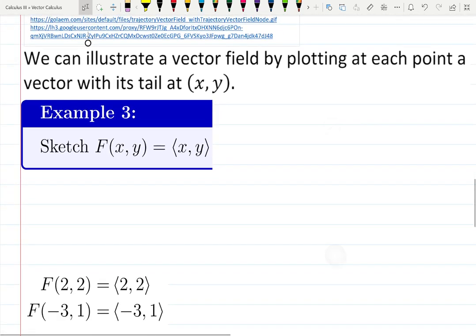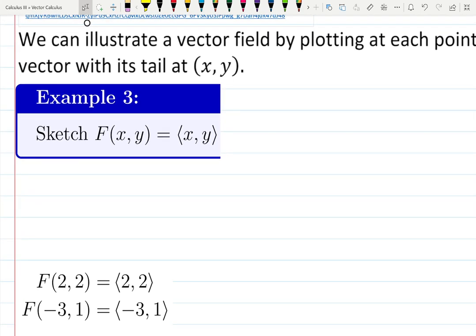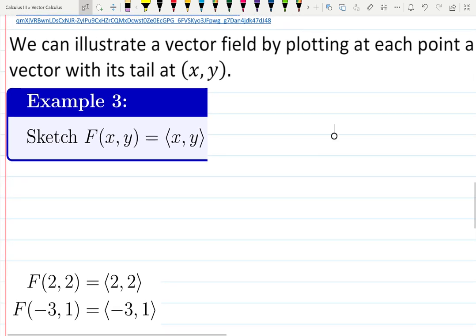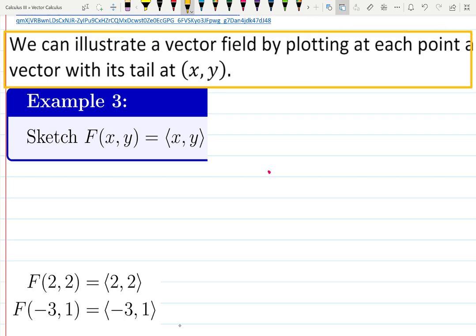Here's an example. Write it down. We can illustrate a vector field by plotting at each point a vector with its tail at x, y. Write down this phrase. It's actually a really nice explanation of what is happening. We can illustrate a vector field by plotting at each point a vector with its tail at that point. That is a confusing part, so I wanted to have it as a nice explanation.